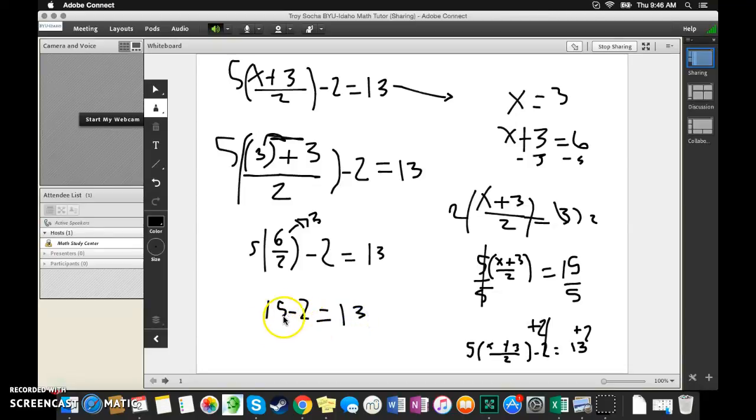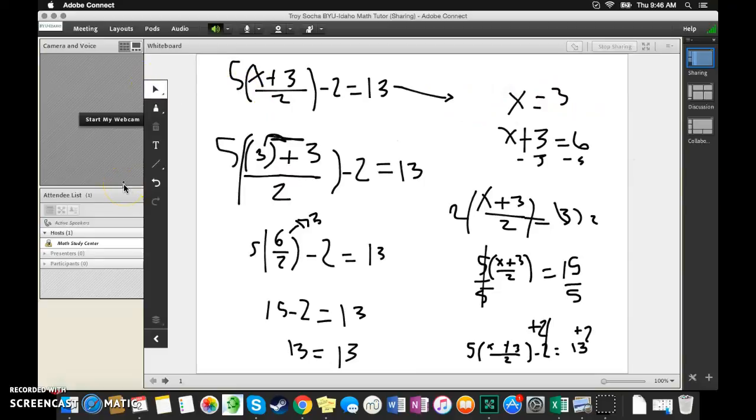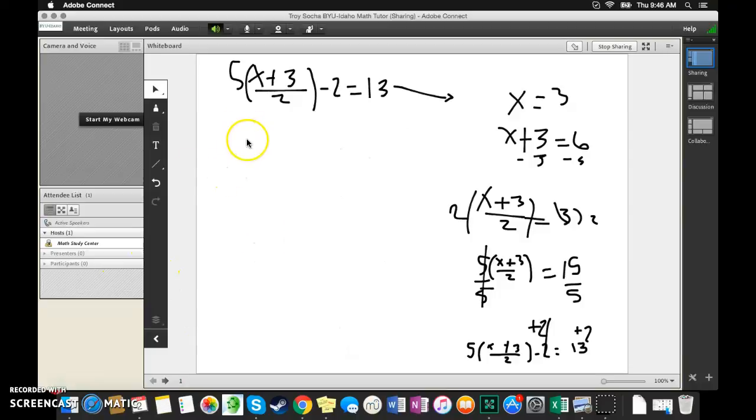Okay, now we say, well, that is true. 15 minus 2 equals 13, so 13 equals 13. That works if you plug a 3 in. That's why, because we know 3 is the solution. What happens if we plug a 2 in? What happens then? Do we get 13? Let's find out. So if we plug in an answer, let's do 1. Because 1 was not a solution that we got, we only got 3 as a solution.